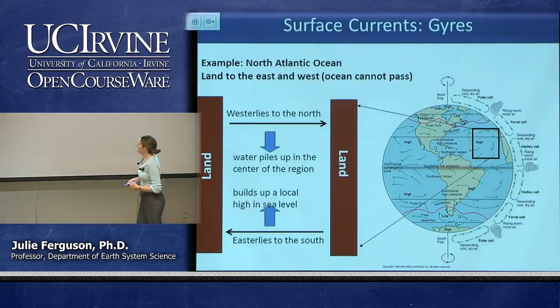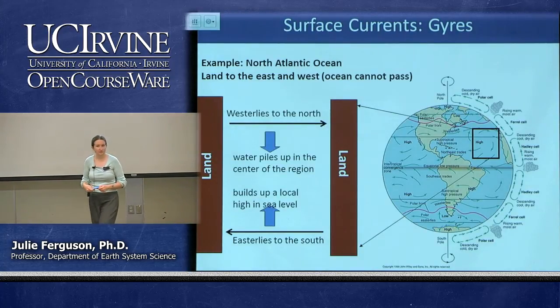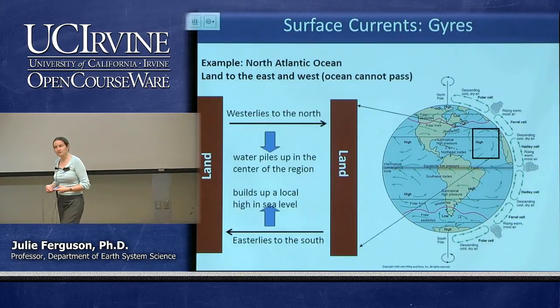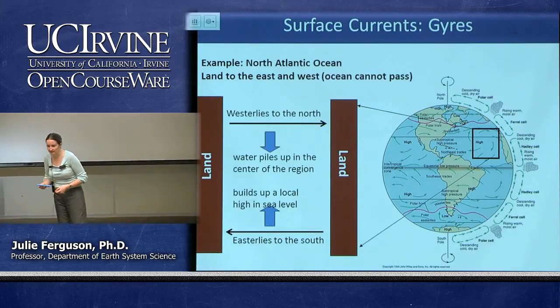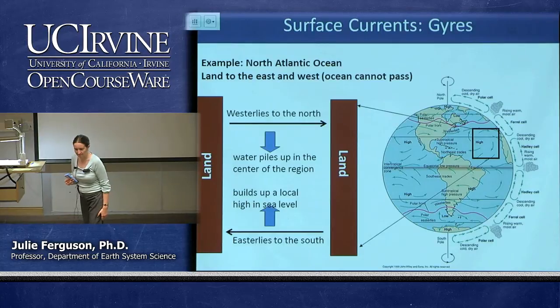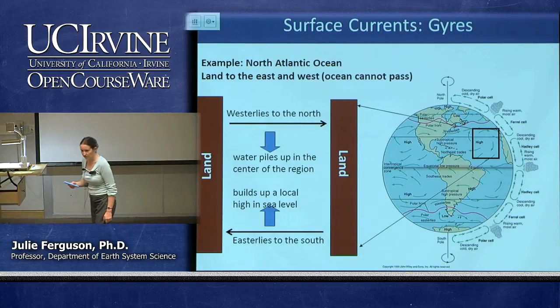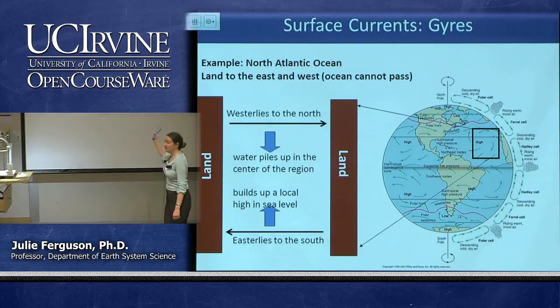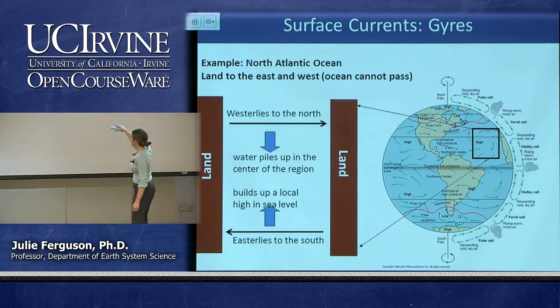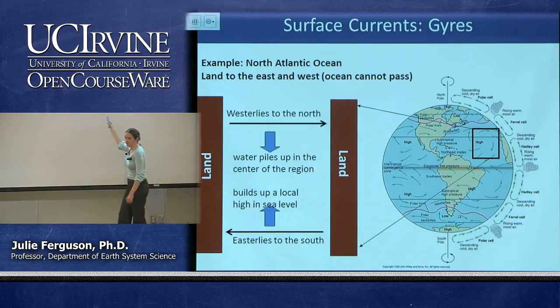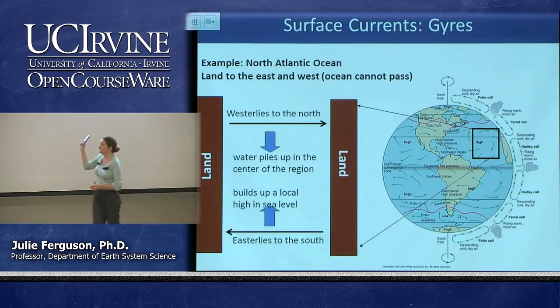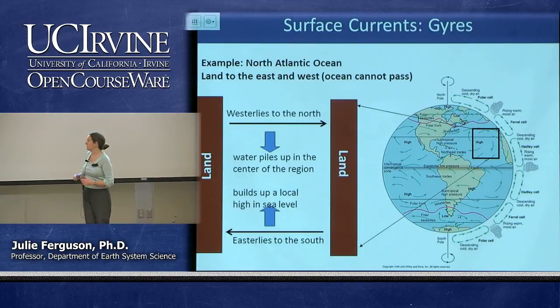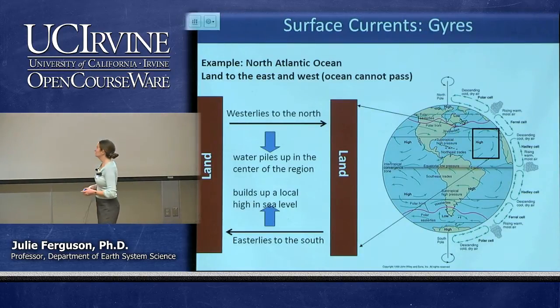Okay, so water piles up in the middle of our North Atlantic. And water doesn't like being a pile. Yes? Why does the southern hemisphere go to the right? So we're not in the southern hemisphere yet. We're still north of the equator. The equator sort of runs along the bottom of the screen here. So good question. We're still completely in the northern hemisphere. This is just the North Atlantic Ocean.